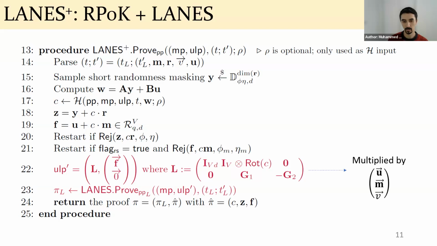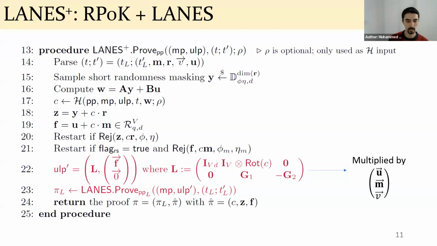And we are going to define a linear relation to prove the well-formedness of this F value. In particular, if you look at this L matrix, it gets multiplied by the coefficient vector of U, the coefficient vector of M, and a vector V. Okay, and you can see that the first row proves the well-formedness of F, and it proves that F is equal to U plus C times M over this polynomial ring, but we just proved it over ZQ, using the representative matrices. And then we additionally prove some linear relation, something like G1 times M is equal to G2 times V, which was what I've shown in this Lane's plus relation.